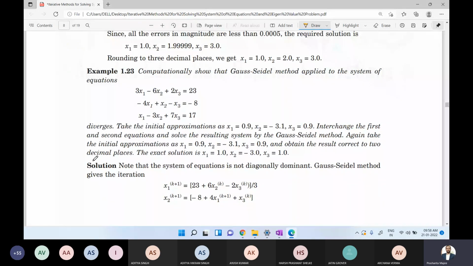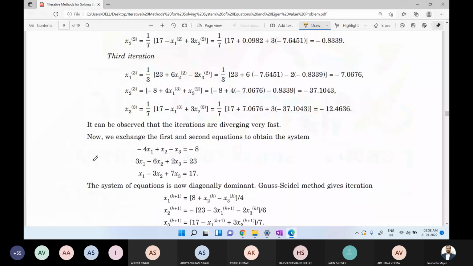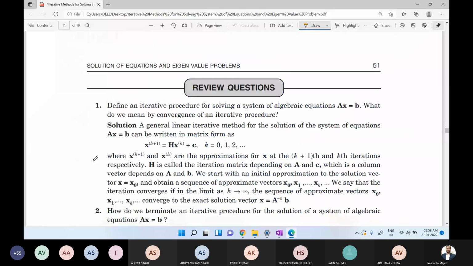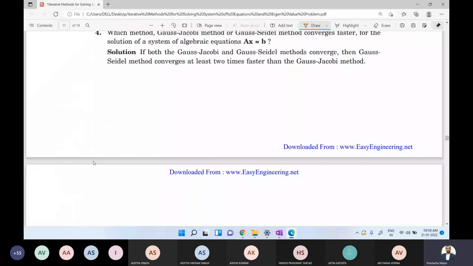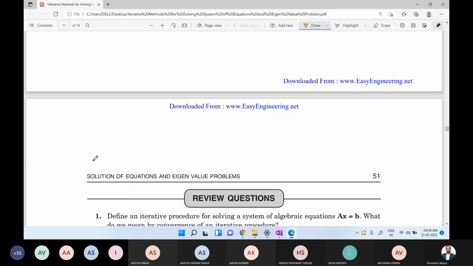Few other examples are there. You go through it. I will upload this part of the book. So that was Gauss-Seidel and Gauss-Jacobi method. Okay, you go through this. Students, anything you want to ask? Okay. No, sir. Okay, fine.